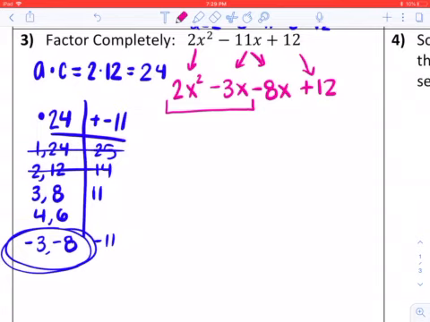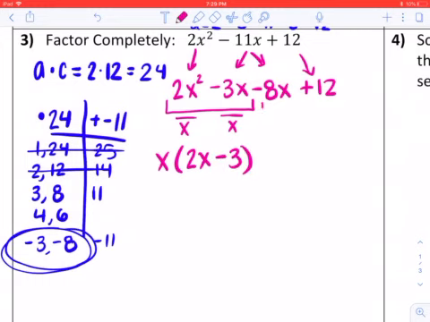GCF of my first group. There's no number in common between 2 and 3 other than a 1, which I'm not going to use. But they do both have an x in common. So I'm going to divide this first group by x. So I put my GCF out front, and then I put what I get after I divide inside. 2x squared divided by x is 2x, and negative 3x divided by x is negative 3.